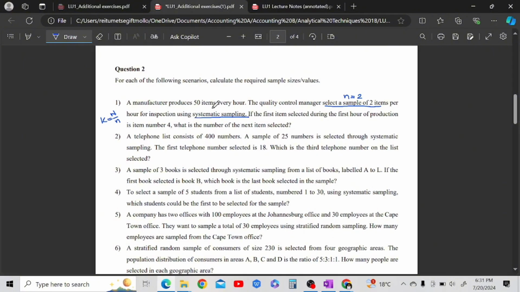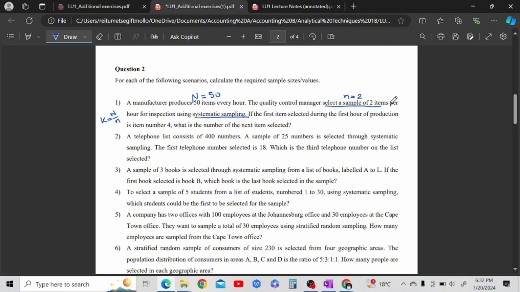let's just go back. They say a manufacturer produces 50 items every hour, and out of these 50 items, the quality control manager selects a sample of 2 items. So the population of items that we produce per hour is gonna be 50. So capital letter N is 50, because they say a manufacturer produces 50 items every hour. Since he selects a sample of 2 items per hour, let us first find out what is our K.